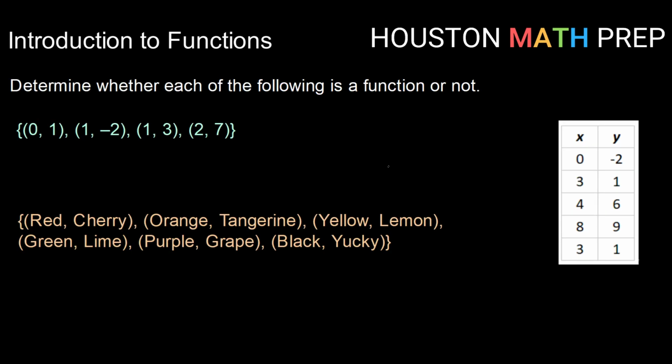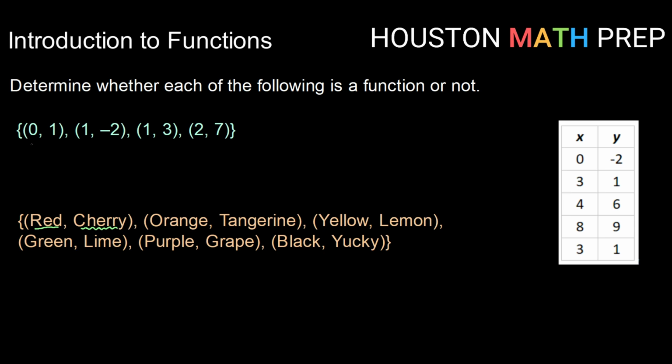So let's take a look at some relations and see if we can determine whether or not they are functions. Here are 3 different relations. In our first, we have a list of ordered pairs. Over here, we have a table of x values and y values. And then third, my personal favorite, we have a list of colors of jelly beans and their flavors. So let's start up here at the top, with just this list of ordered pairs.